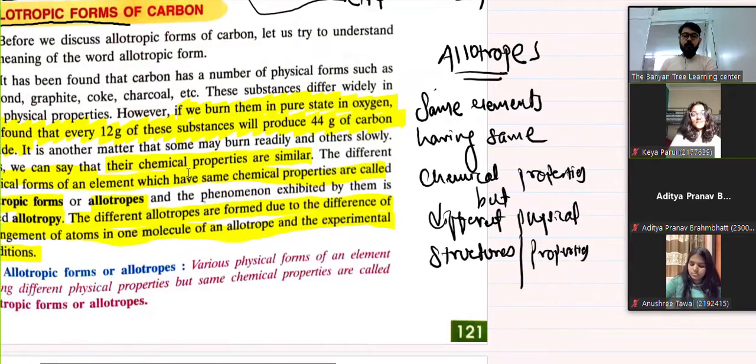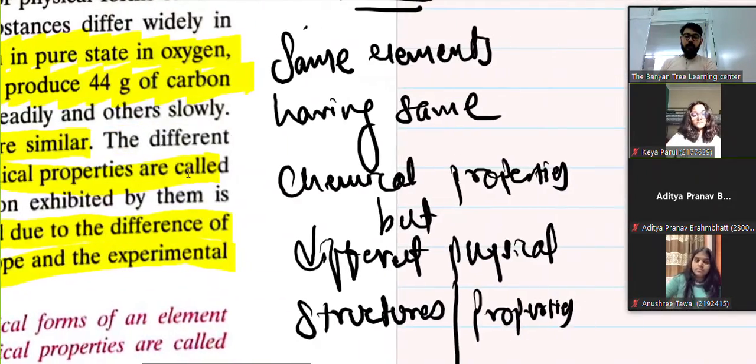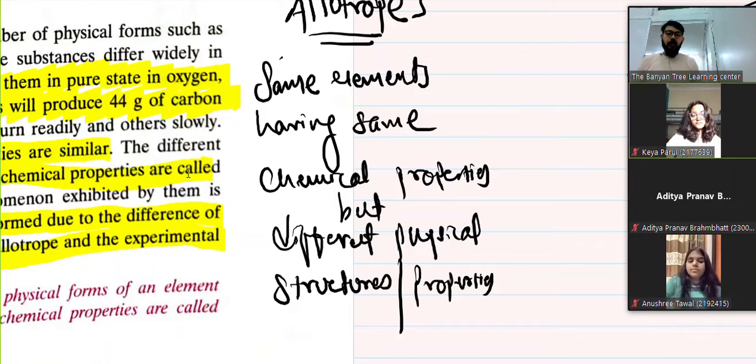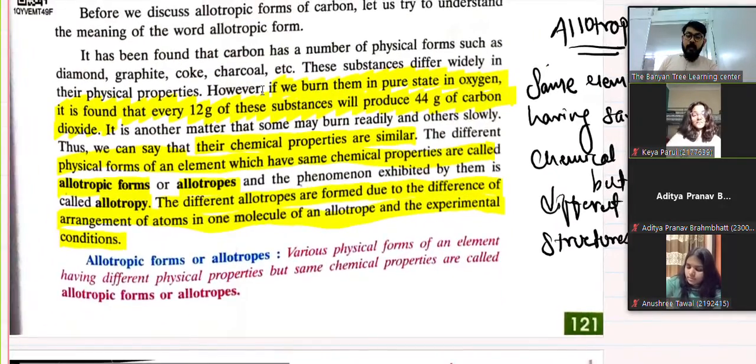What are allotropes? See, I have written the definition of allotropes here. Allotropes are atoms of the same element, or you can say forms of the same element, having the same chemical properties but different physical structures or properties. Atoms having the same chemical properties but different physical structures are known as allotropes of an element. So carbon is known to have allotropes.